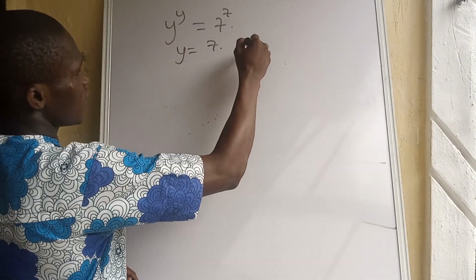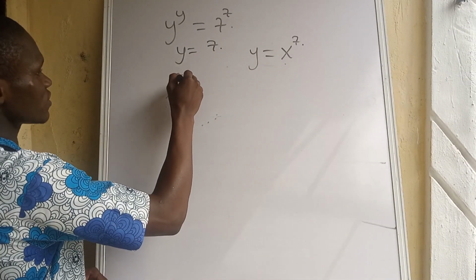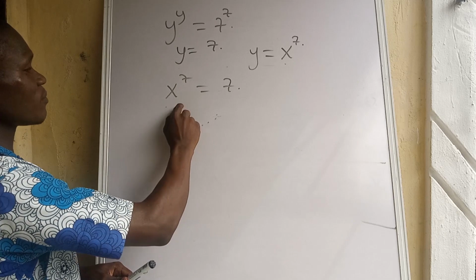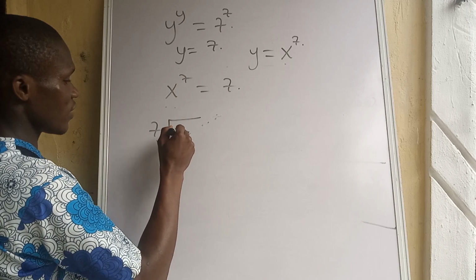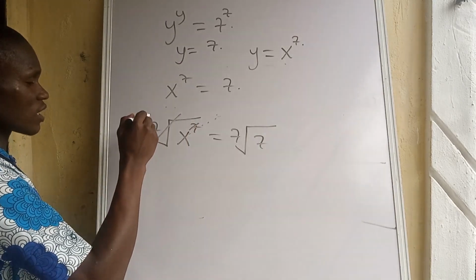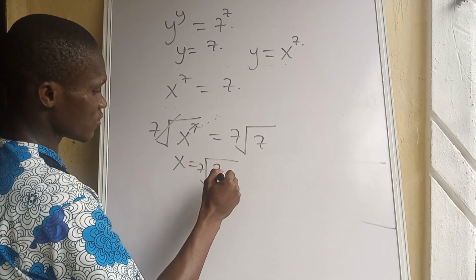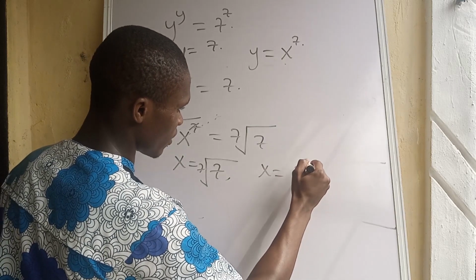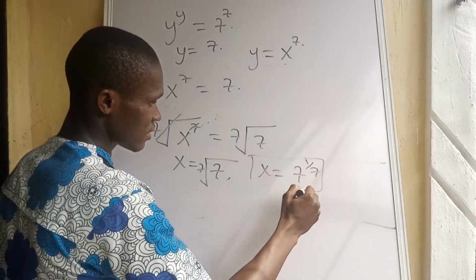And recall we said our y is also equal to x to the power of 7. So doing this, we can say x to the power of 7 is equal to 7. So how can we resolve for x? We can resolve for x by taking the 7th root of both sides. So the 7th root of x to the power of 7 is equal to the 7th root of 7. So this and this will cancel off. So our x is equal to the 7th root of 7. We can write this again as x is equal to 7 to the power of 1 over 7. So this is the value for x.